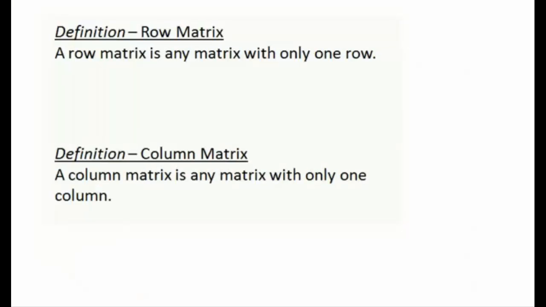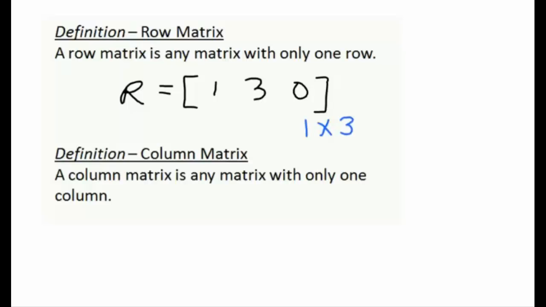In this lesson, we're going to take a look at some special kinds of matrices that you should expect to see throughout our course. The first special kind of matrix we're going to work with is called a row matrix. Essentially, a row matrix is any matrix that has only one row. For example, I could say that matrix capital R looks like this: 1, 3, 0. It only has one row, so we call this a row matrix. A row matrix is always 1 by n: one row and as many columns as we need. In this case, R is 1 by 3.